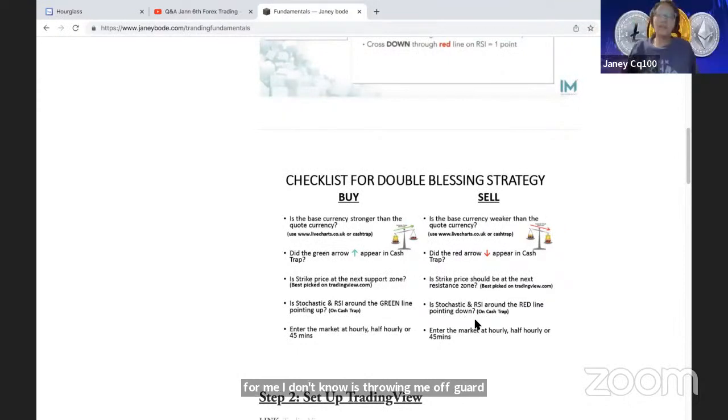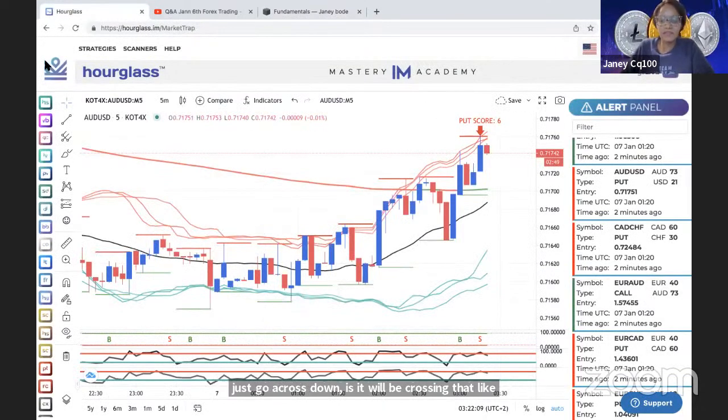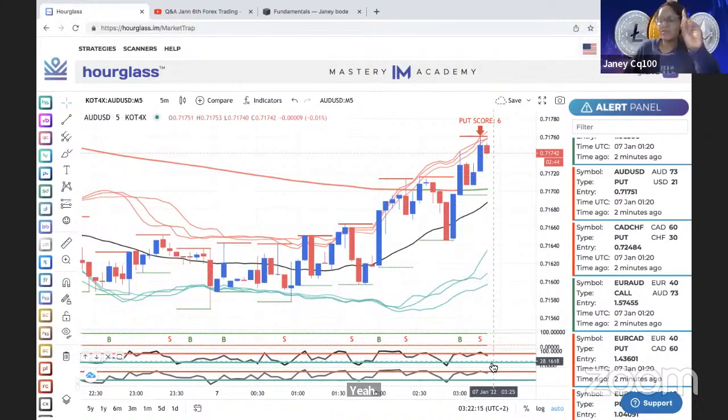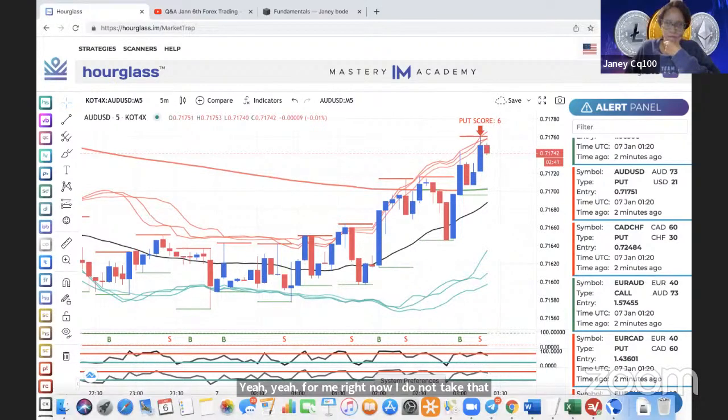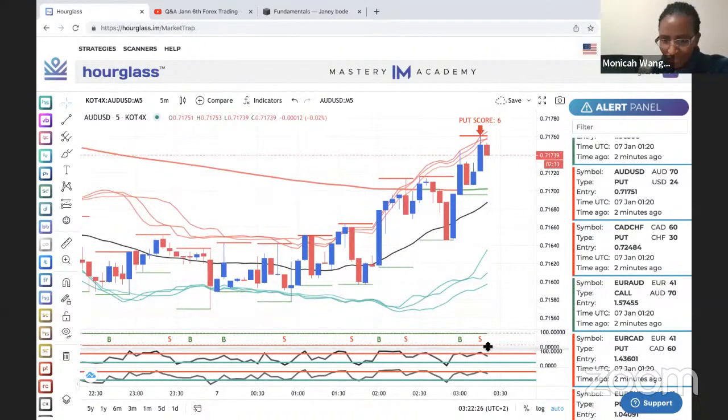If I were you, just go cross down. Is it really crossing down? Like right now, it's crossing down. Yeah. Right now, it's crossing down. But for me, right now, I'll still not take that trade. Because I want it to cross down and have a little bit of a distance. Why? Because I don't want this thing changing on me. But somebody like Rose might take this one.